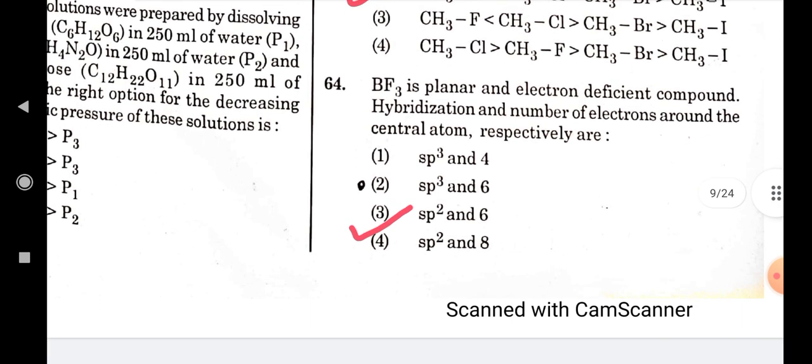Next, for BF3, we know BF3 is a planar molecule. All planar molecules like this will have sp2 hybridization, and it doesn't follow the octet rule, because boron has only 3 valence electrons and it combines with 3 fluorine, so 3 plus 3 is 6. It lacks the 8 electrons needed to follow the octet rule, so it will have only 6 electrons. So the correct option will be sp2 and 6. That is option number 3.